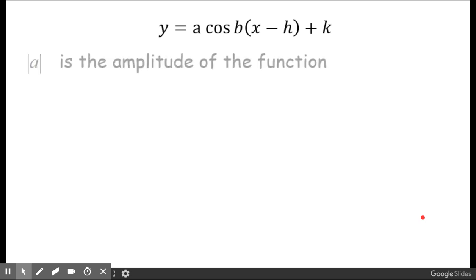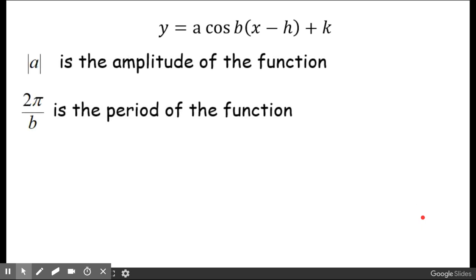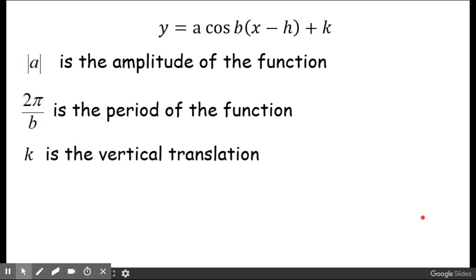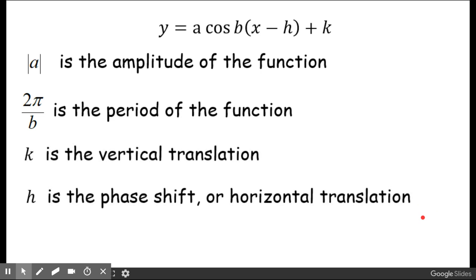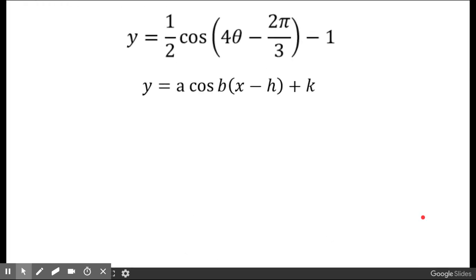So this is the format that we need our function in. A is the amplitude, B is going to tell us our period, K is the vertical translation, and H is the phase shift or the horizontal translation.